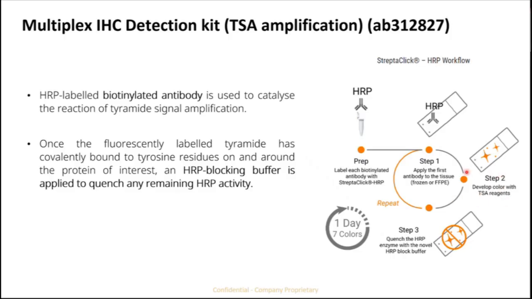Once the TSA tyramide has been deposited, it will then be quenched by adding this HRP blocking buffer to quench any remaining HRP activity, and then you can repeat this process again with another antibody conjugated to HRP. What this kit is good for is that since you do not use an antigen retrieval step to eliminate the antibodies from the previous round, it's actually suitable for both frozen and paraffin tissue sections.